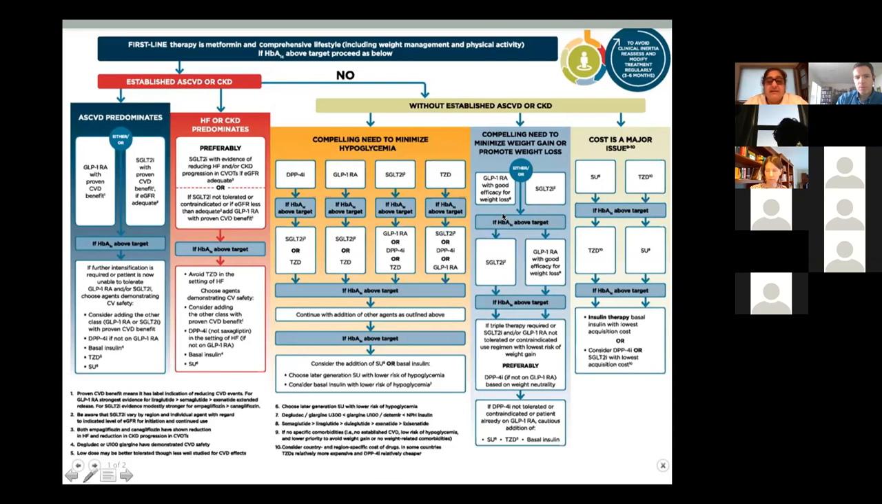I know it's a busy slide, but the top of the guideline is what's the first line therapy when you first diagnose a patient: lifestyle change and metformin. The reason metformin is chosen is there's an older study, the UKPDS trial from the 1990s, that showed if patients are overweight and were started on metformin, there was a reduction in myocardial infarction rates. It's also been around forever. We know there's not a lot of side effects. It's inexpensive. And so most of us do start patients on metformin for that reason.